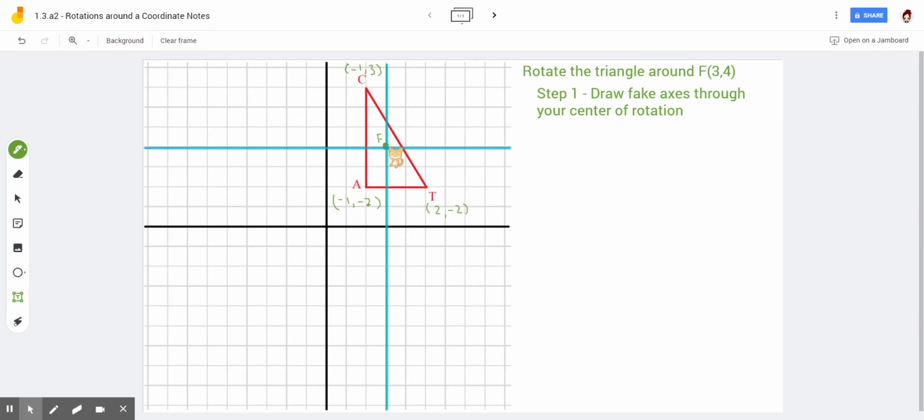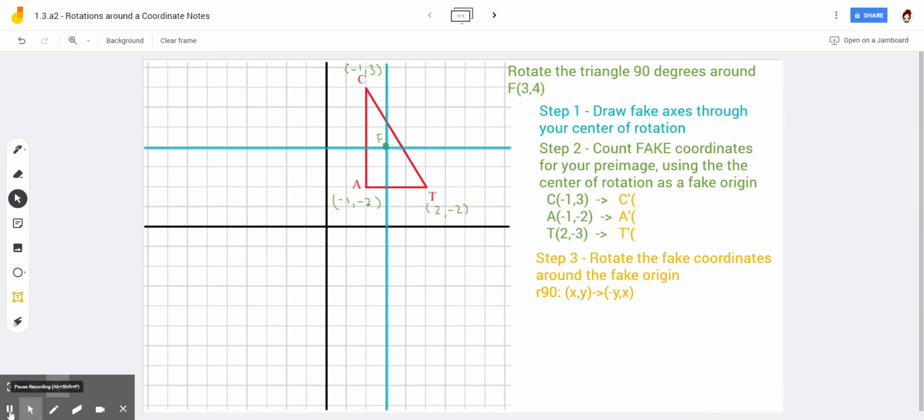But I know in my experience, most students prefer using the algebraic rules for rotations. So however you rotate it, you're just going to pretend that this is the origin and that these are your coordinates. So we're going to rotate our fake coordinates around that fake origin using our rotation rule.